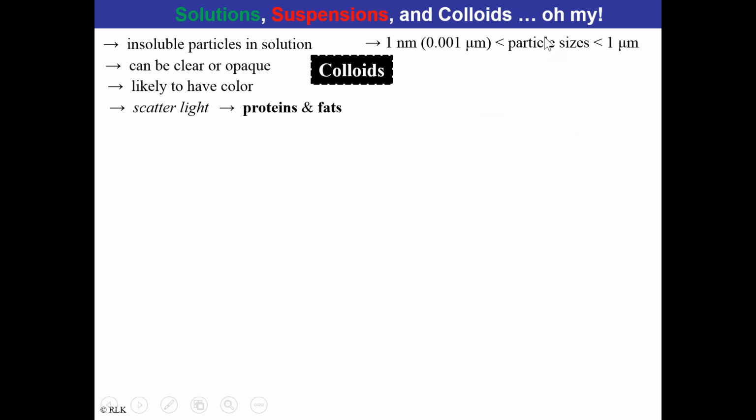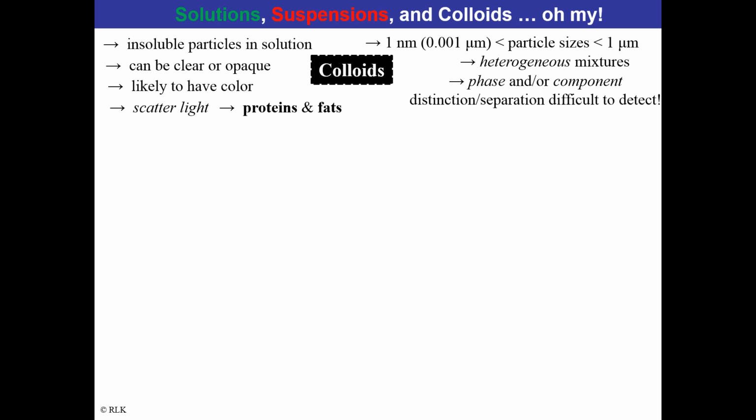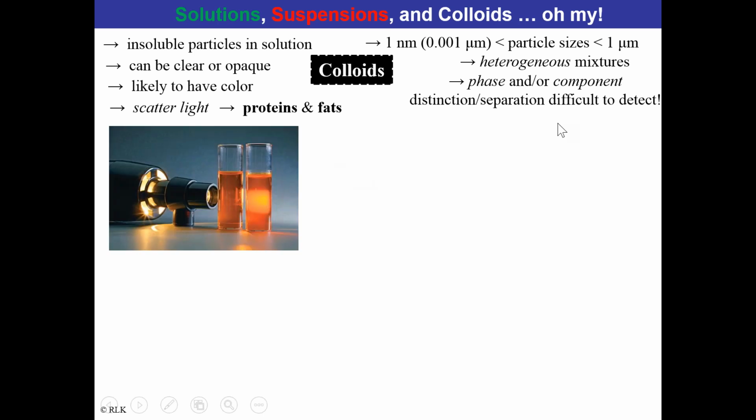Now, the particles tend to be smaller than those of the suspension. So you're talking less than 1 micron, all the way down to around 1 nanometer. Heterogeneous mixtures are another indicator, as well as phase or component distinctions, though sometimes difficult to detect.